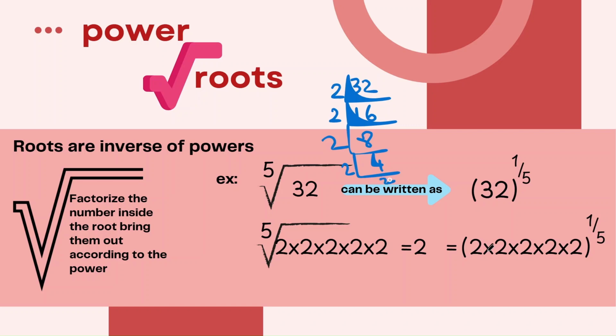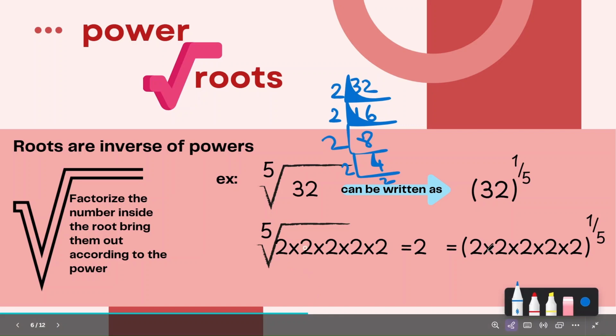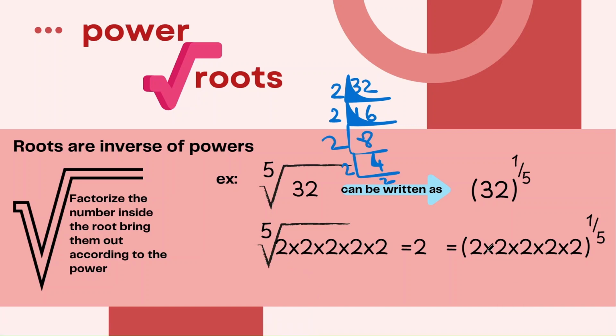2 times. So how many 2s? 1, 2, 3, 4, 5. So 5 2s are there. So inside the root, we have to write 5 times 2. So here 5 is mentioned. That means only if the number appears 5 times, only then can we take out the number. Only one number we can take out.